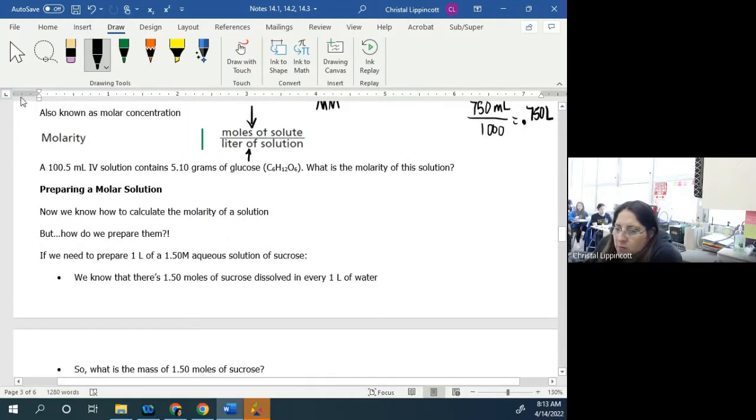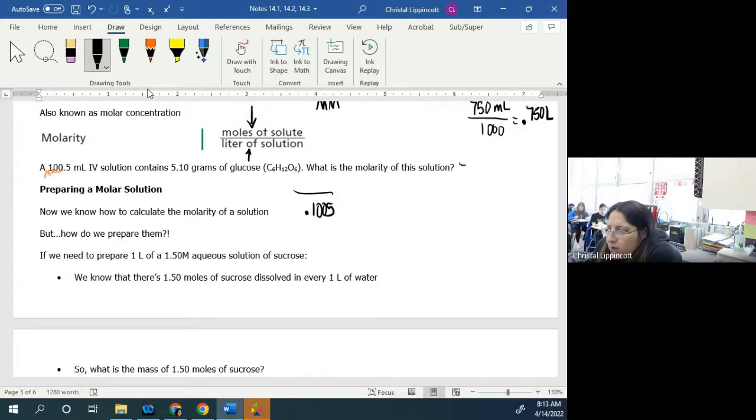So we have 105 milliliters. So I've got to back my decimal up 3 spots. Remember, if you just take this and move it 3 spots, that's the same as dividing by 1,000. So if I move that 3 spots, that becomes 0.1005. That is 5.1 grams of glucose.